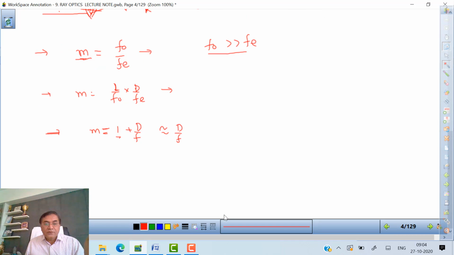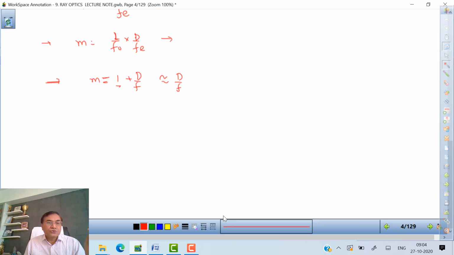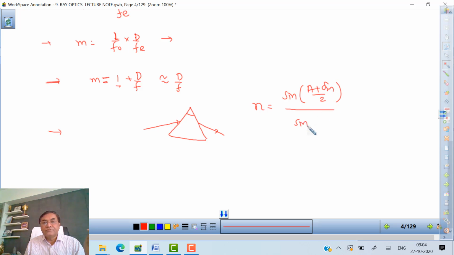Okay. Then a question about the prism. So in prism we have some formula. So this is your prism, the ray enters here and comes out from here. This is called prism angle. So we have the formula for the refractive index: n is equal to sine of (A plus delta m) by 2 upon sine of A by 2.